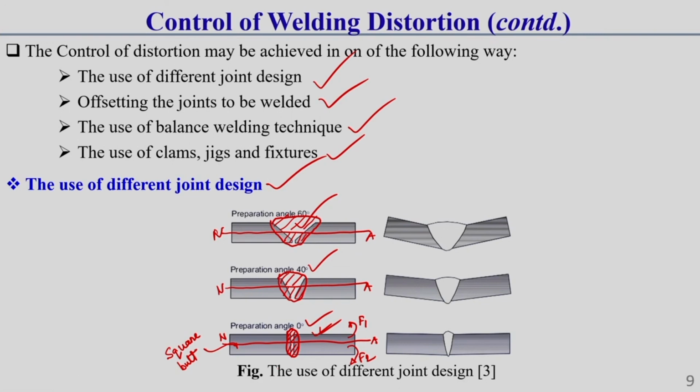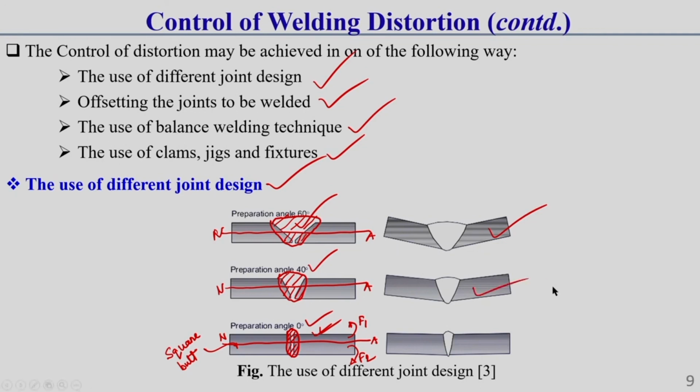Okay, that I have shown here. You see, in the case of 60 degrees it is highly distorted, in the case of 40 degrees it is less, and in the case of 0 degrees or a square bar it is almost nullified. You can see it is almost horizontal in nature.